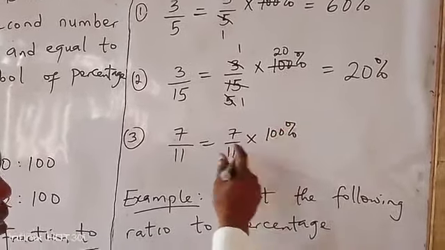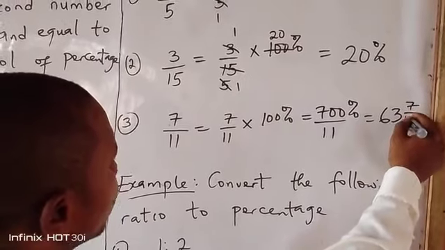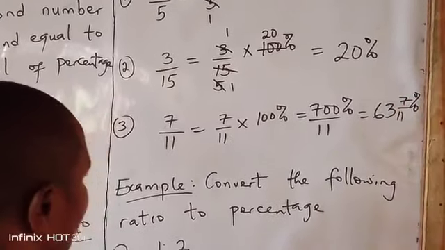How many times will 11 go in 70? That will be 6, which is 66. So it remains 4. So 11 in 40, that will be 3, which is 33. So it remains 7. So you have 63 whole number, 7 over 11%.